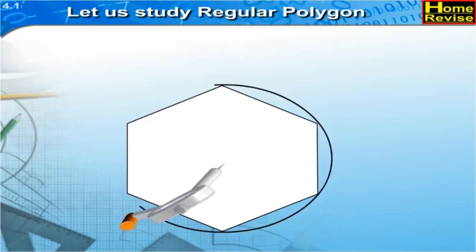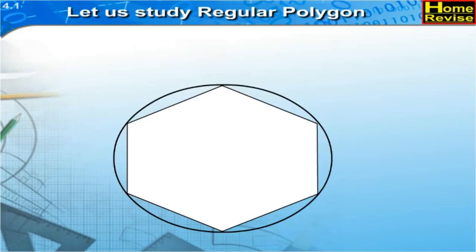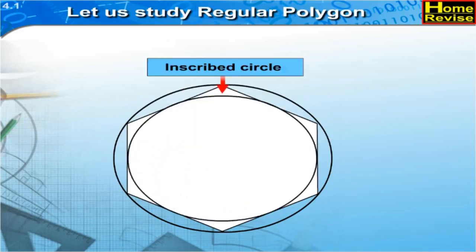We can draw a circle passing through the vertices of the polygon, which is called the circumscribed circle of the polygon. Also, a circle can be drawn touching each side of the polygon, which is the inscribed circle of the polygon.